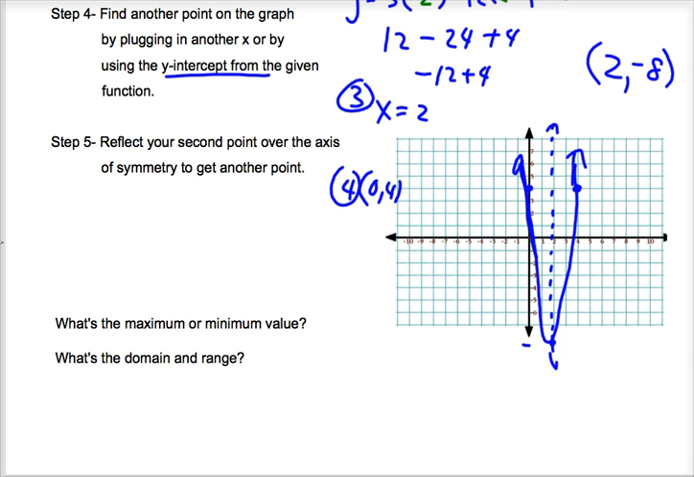Maximum or minimum, just like yesterday. This one has a minimum because it goes to a bottom point, so it has a minimum of negative 8. And the domain on these parabolas, they go forever left and right, so our domain is always going to be all reals. And then the range goes with the y. The y bottoms out at negative 8, so you could say all reals greater than or equal to negative 8, or you could say y is greater than or equal to negative 8.